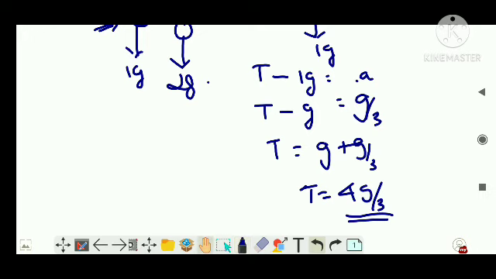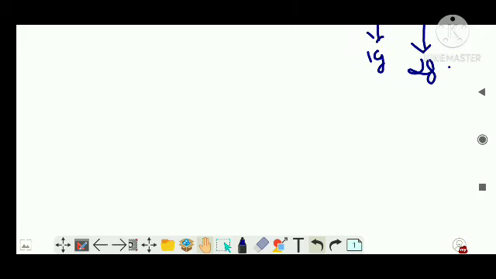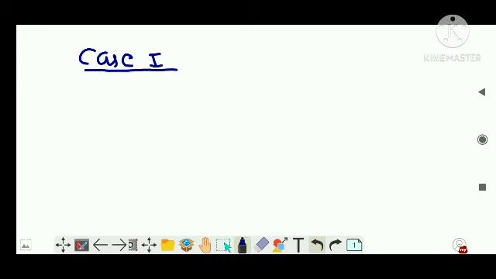Rather than memorizing the equation, I would expect you to understand the logic of it. This much is clear about the tension. Now the next section in your textbook is the motion of a body in a lift. We have to take it in two conditions. Just like your material, we'll start with case 1, that is, the lift is at rest, or we can say it is moving with constant velocity, upward or downward.